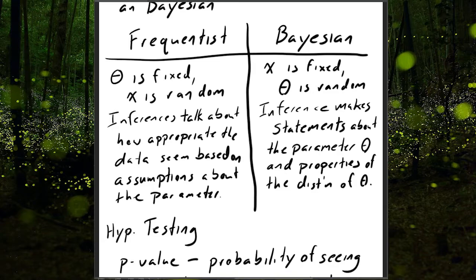Bayesians assume that anything I get to see is something that is fixed. Anything I don't get to see is something that's random. Frequentists assume that the underlying properties are fixed, and that things that I observe are random.